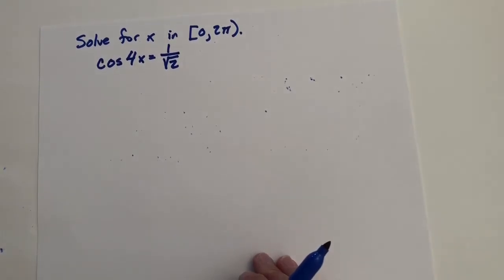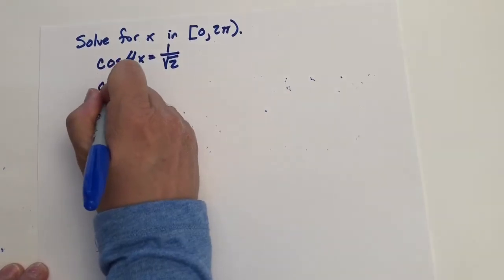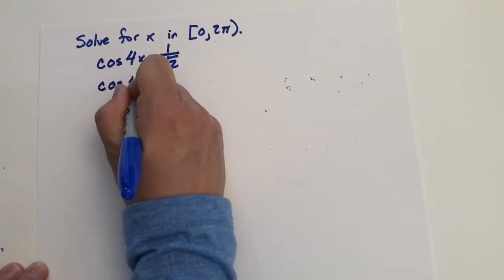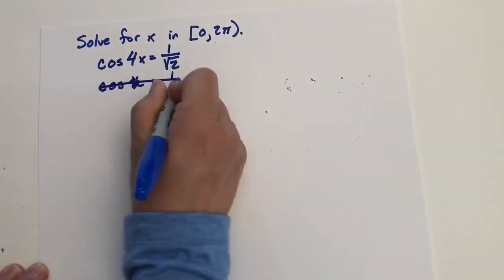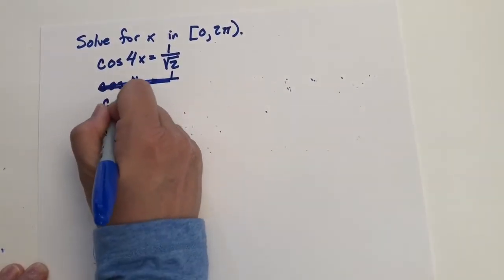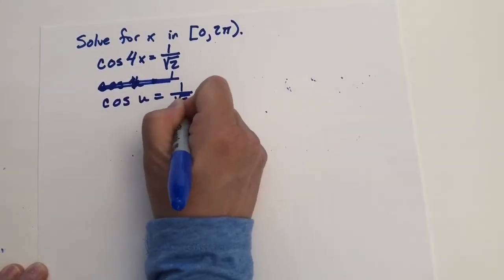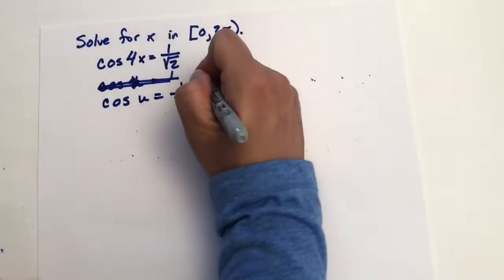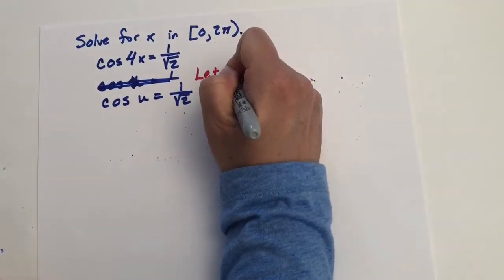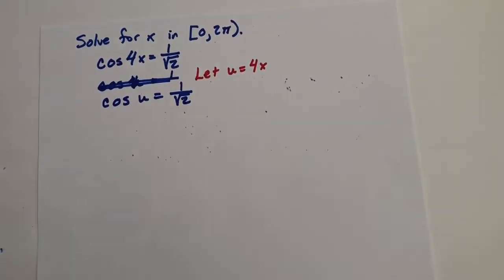I'm going to do this by making a substitution and considering this equation first. Cosine of u equals 1 over the square root of 2. So I'm making a substitution for 4x. I'm going to let u equal 4x, just so my equation looks a little bit simpler.